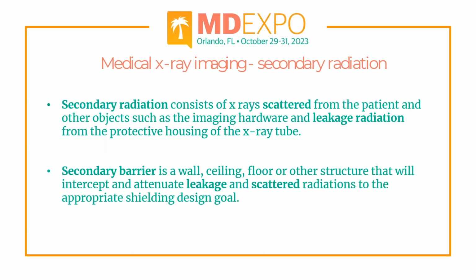So what's secondary radiation? We just talked about it. It's the radiation that is scattered from the patient and other objects, and the leakage radiation from other protective housing, such as the X-ray tube. A secondary barrier is the wall, ceiling, floor, or other structure that will intercept and attenuate leakage or scattered radiation. The idea is that you don't need to put as much thickness of lead in those so-called secondary barriers.